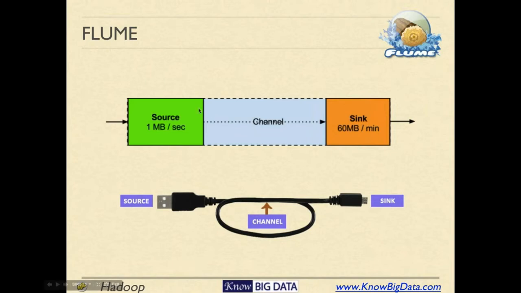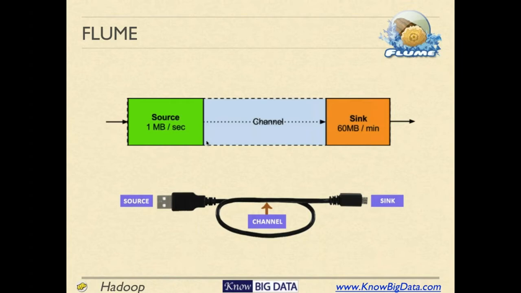As in this channel, what does a channel do? Channel basically holds data till the sink finishes writing, right? So if the sink is slower, say the sink performs at 60 MB per minute. In a minute, it writes, say, 60 MB of data, and the source gathers 1 MB of data per second. So every second the source is getting, say, 1 MB, and the sink is still performing its write, taking 1 minute for it. So during that 1 minute, the data will be held in the channel. So this 60 MB will be held in the channel.